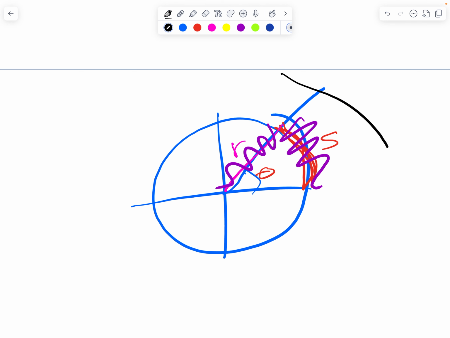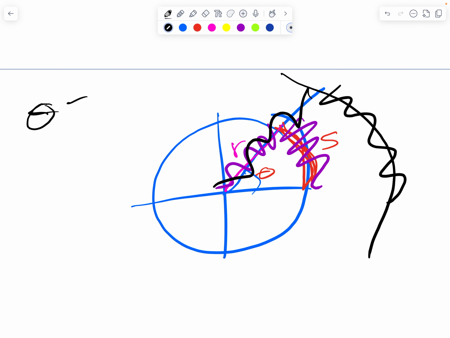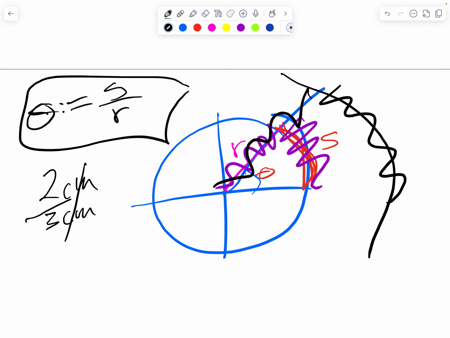If we drew the circle out here, fine. The ratio of this to this is the same as the ratio of this to this. So the measure of your angle in radians will be defined as the ratio of arc length to radius. If you have length over length, the lengths cancel out. 2 centimeters over 3 centimeters, centimeter over centimeter, it's just a number. It's called a dimensionless unit. You've seen it before, we just didn't mention it.